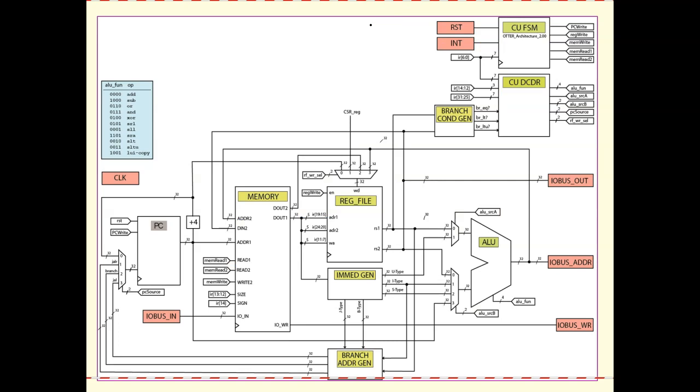So lastly, there's our architecture. It's the end of every lecture slide. And okay.